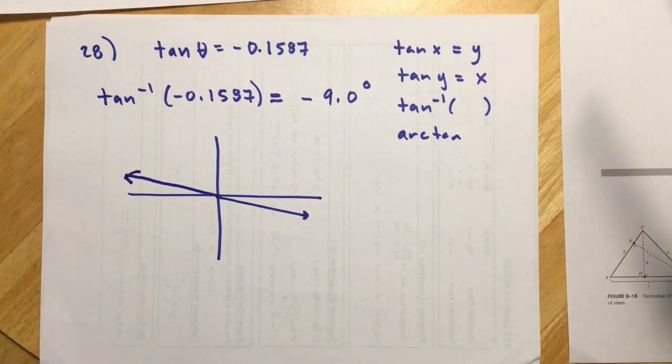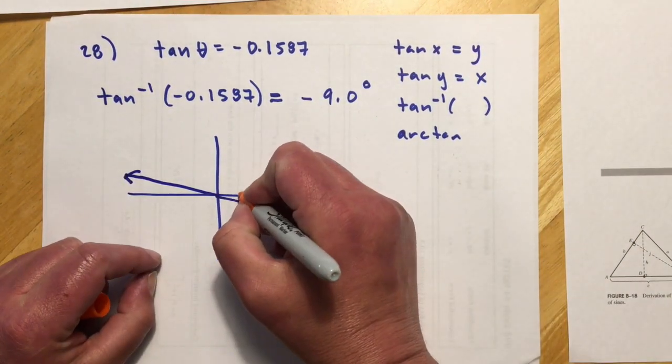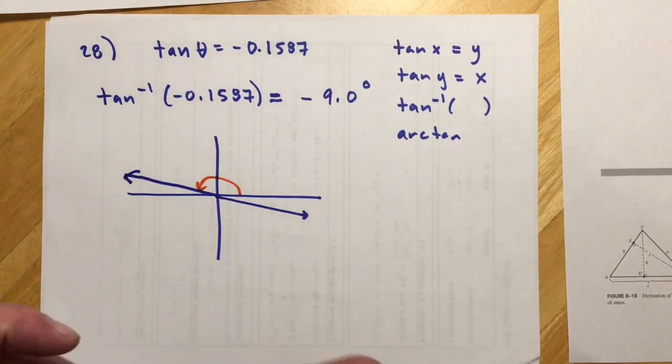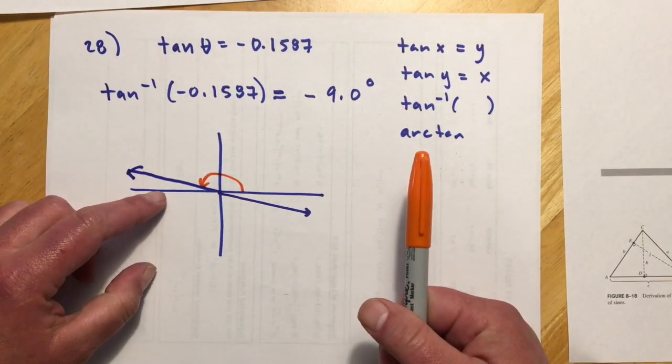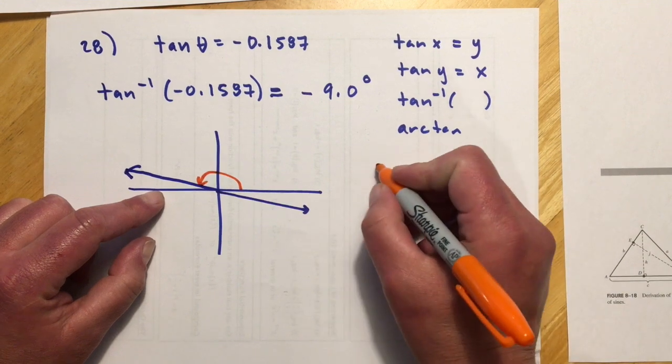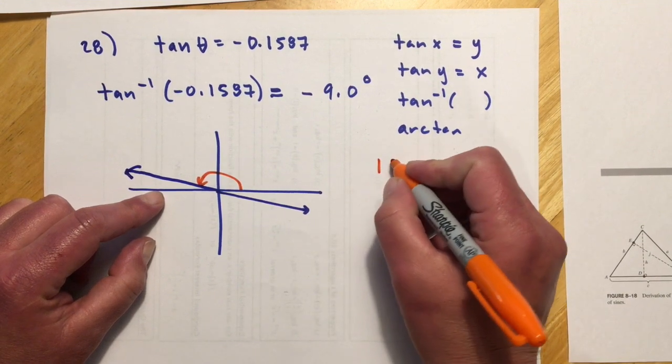So measuring to this one, it's going to be 9 degrees short of 180. So our first angle is going to be 171.